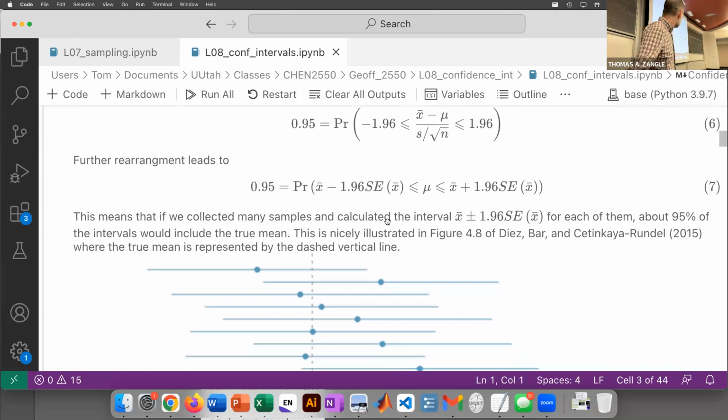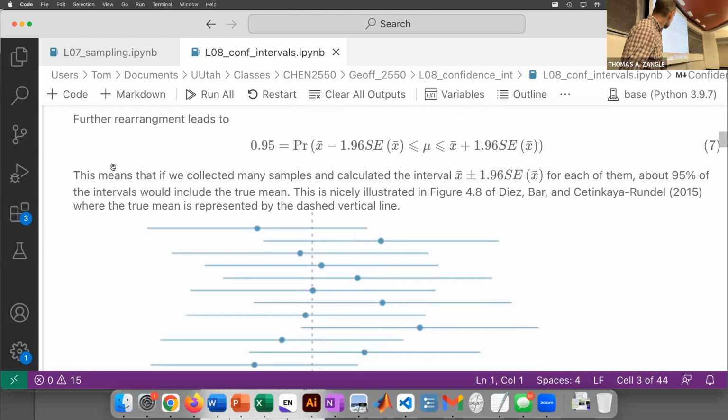a confidence interval based on this 95% probability. We're saying that if we have a given sample, there's a 95% probability that the true population mean lies within about 1.96 times the standard error that we computed from that data set, again, for n greater than about 30.